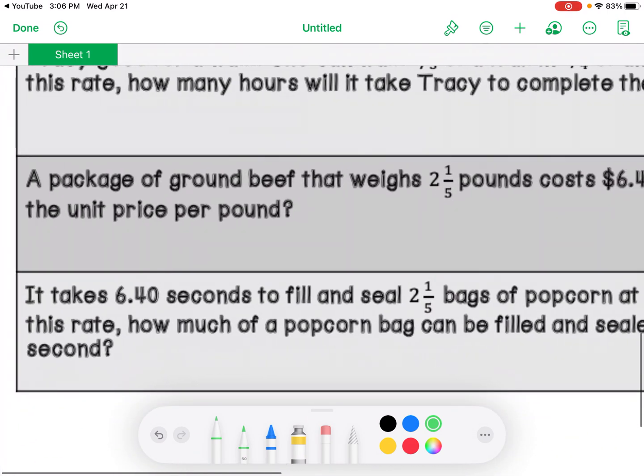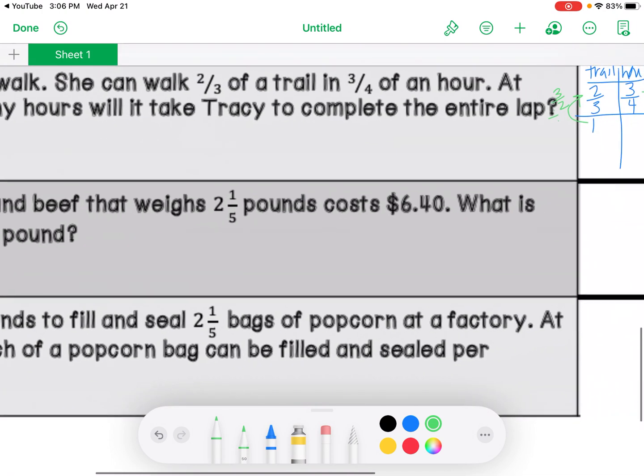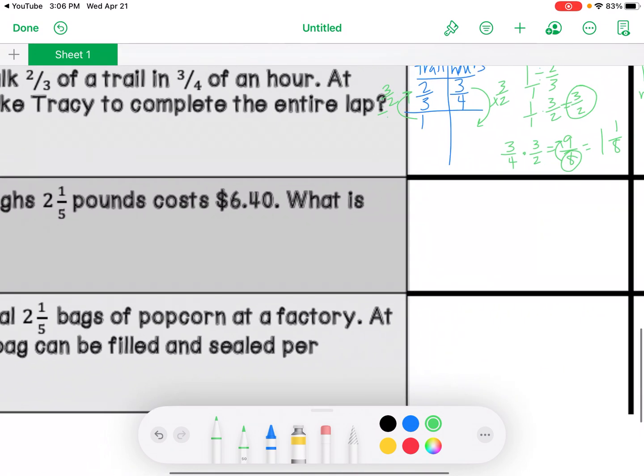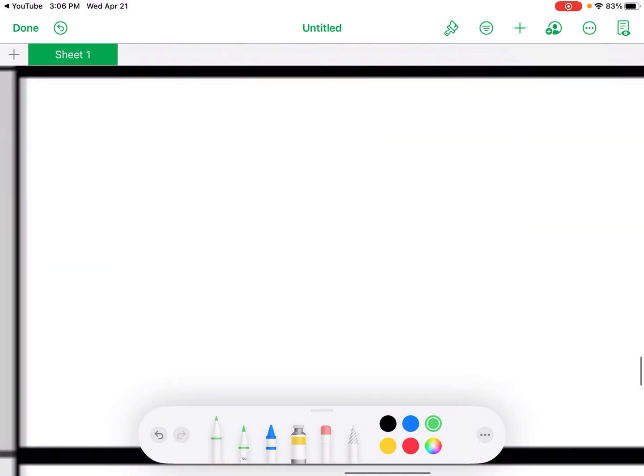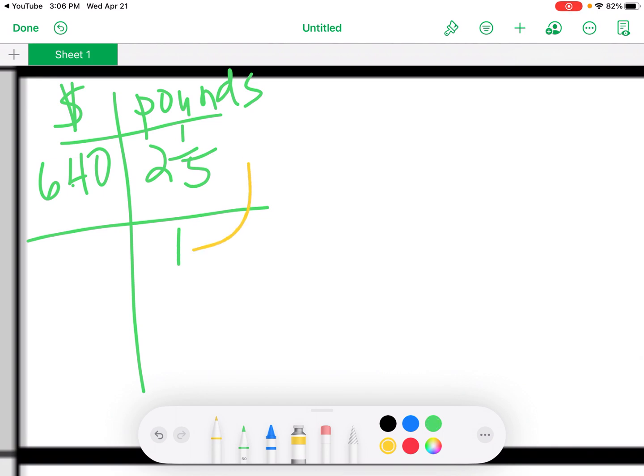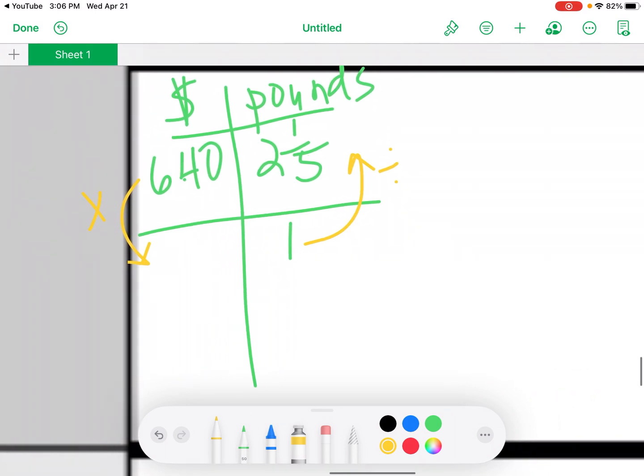All right, a package of ground beef that weighs 2 1/5 pounds costs $6.40. What is the unit price per pound? So I have my cost and I have my pounds. So it costs $6.40 for 2 1/5. I want it per pound, so I want to know for 1 pound. So I divide going up, I'm going to multiply coming down. So 1/1 divided by 2 1/5.